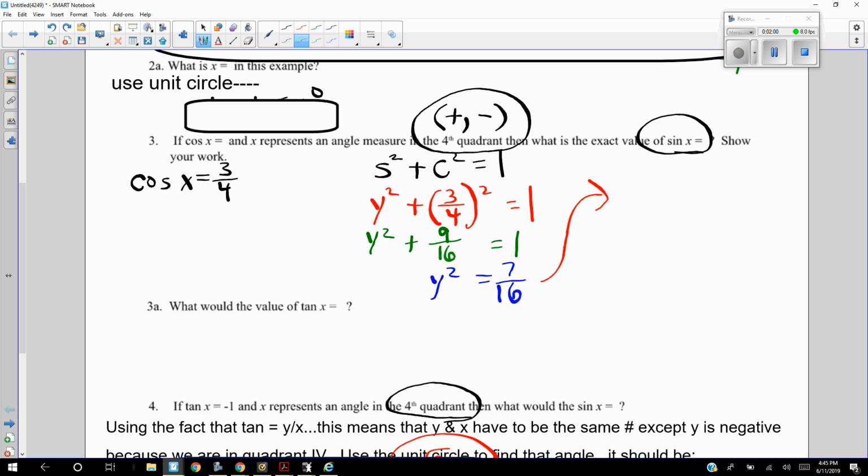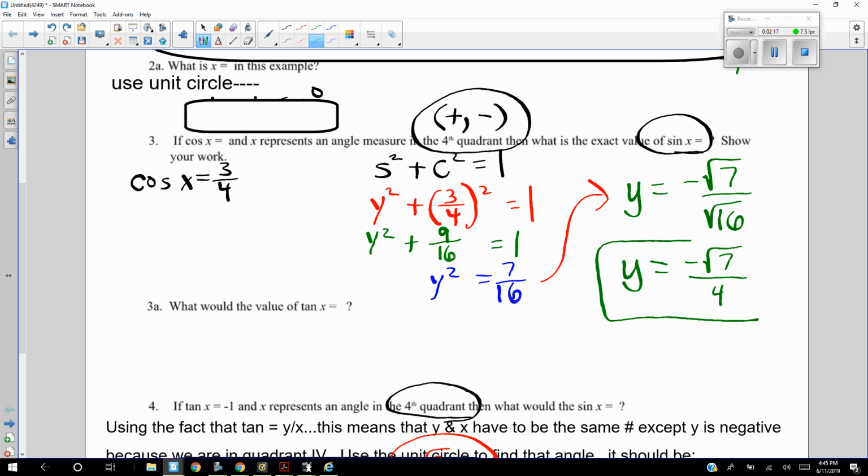So I'm going to do the work right here. When I square root both sides, I end up with y equals negative, and I'll write each number underneath its own square root. The reason I do this is because 16 is a perfect square, but 7 is not. You can have a radical at the top of a fraction, so that is our simplified form.